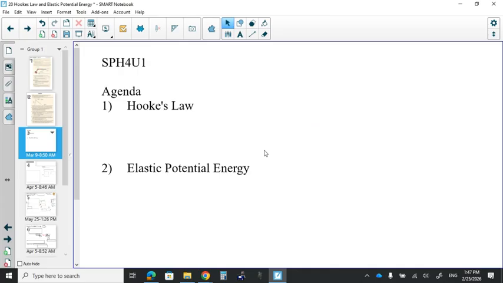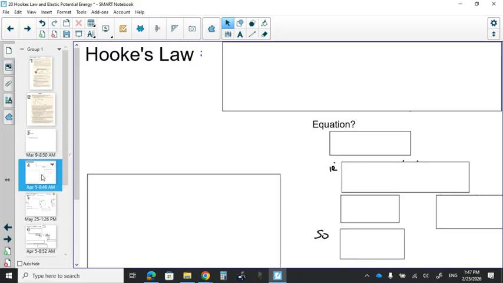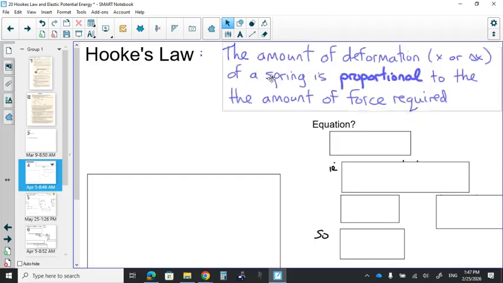Hooke's law and elastic potential energy. Here we go. Next topic in our adventure here. So, Hooke's law. You have seen this in grade 11, hopefully. Did you? I forget. Either way, we're seeing it.